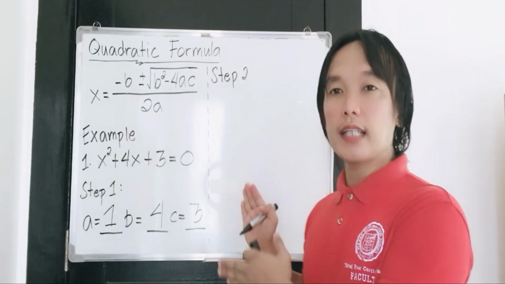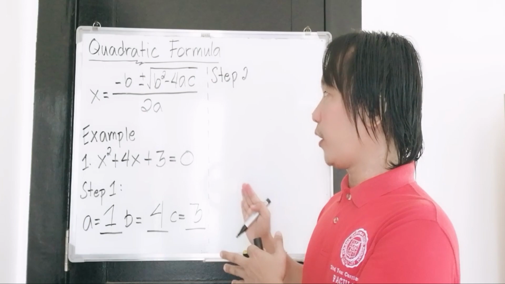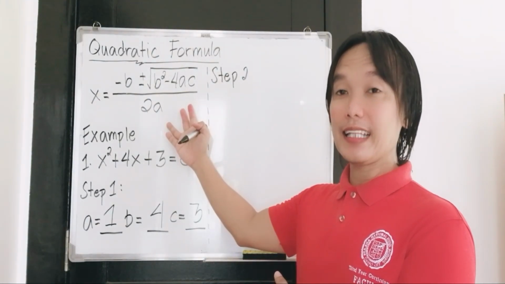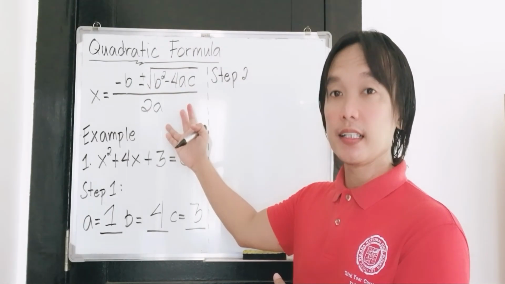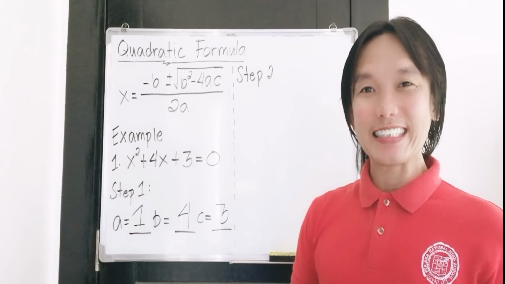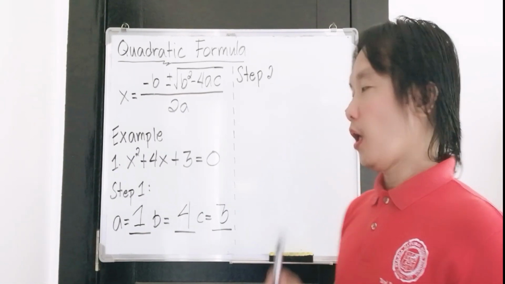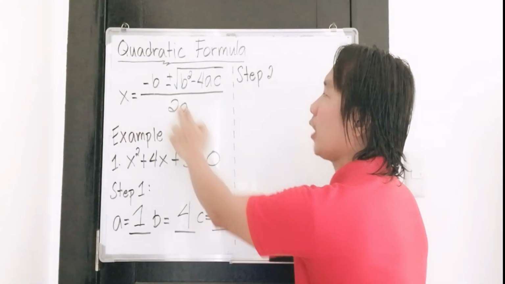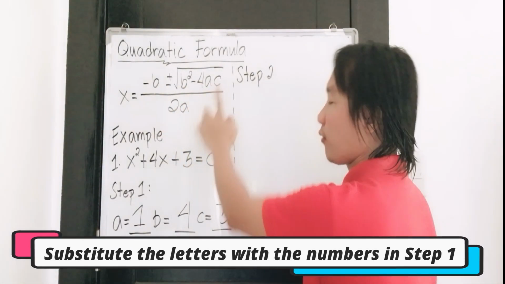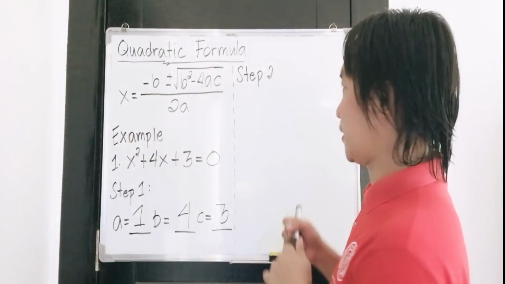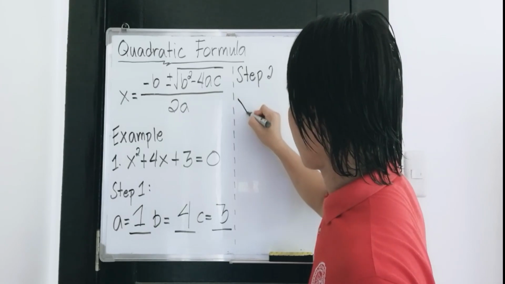So here are now the numbers that we are going to substitute in our formula, and that is in our step number 2. So now, let us proceed with step number 2. In step number 2, we are just going to replace all the letters in our formula with their corresponding numbers. So let us copy.